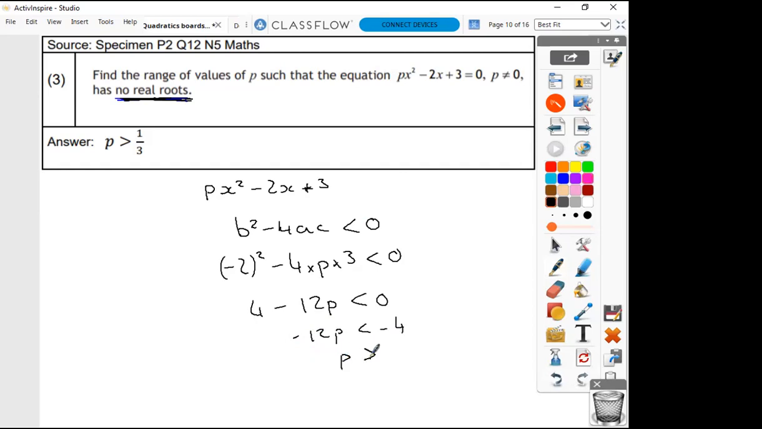That becomes P is now greater than negative 4 over negative 12. So P is greater than, it goes in it once, and it goes in it 3 times. The negatives take each other out, so 1/3. Okay. That's your answer.